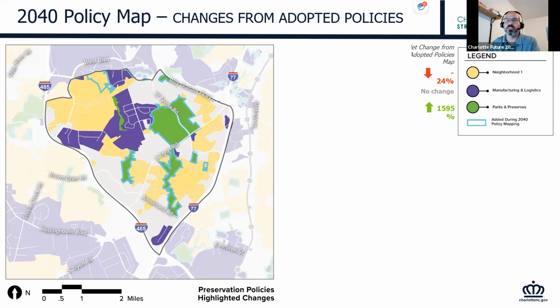So after we walk through the existing steps in the mapping approach, we're going to ask for your opinion on whether or not you think they align with the values and priorities of the comprehensive plan. So we'll revisit this step a little later in the presentation.